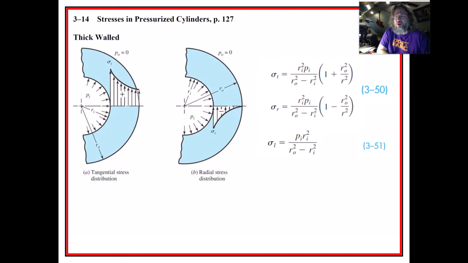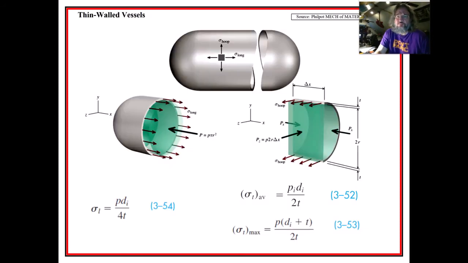Now, more often than not, if you have had pressure vessels in mechanics and materials, you've had the thin-walled approximation. It's very common to do. You've got to make sure that you only use it when it's appropriate. And there's a very easy derivation for this.